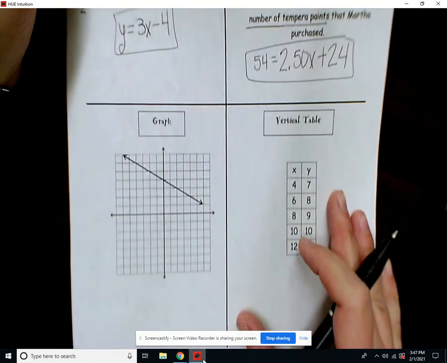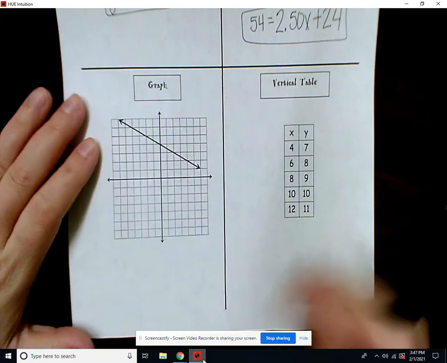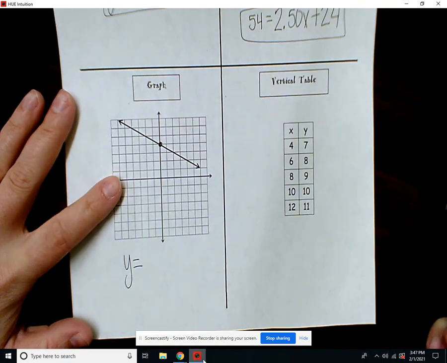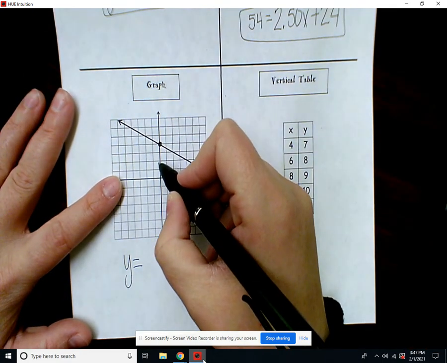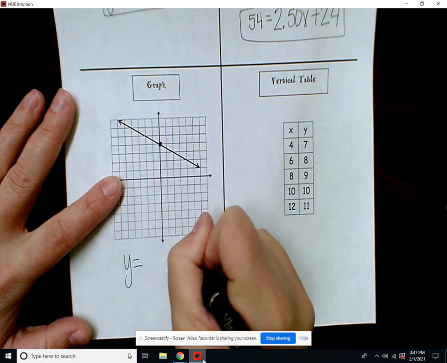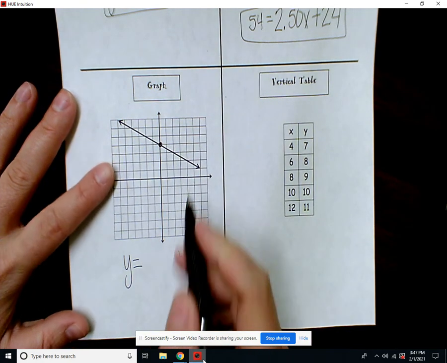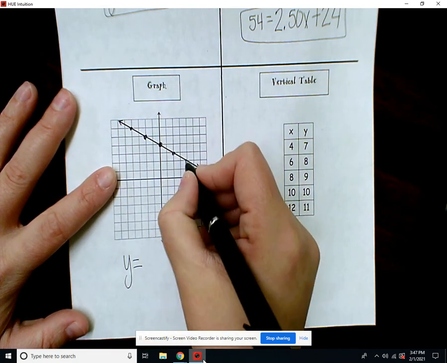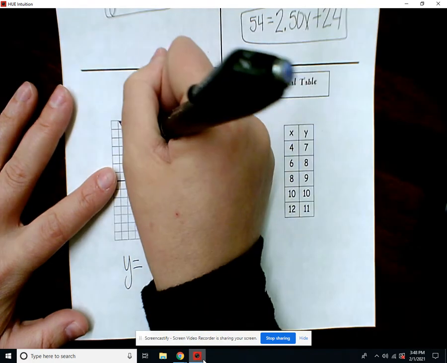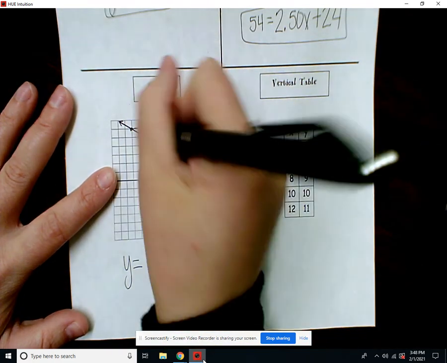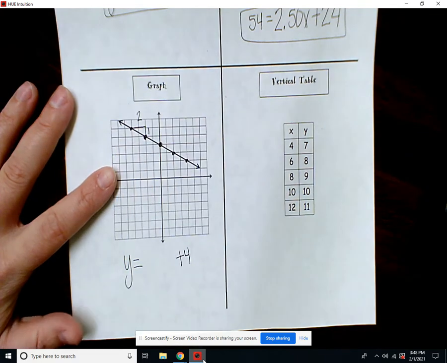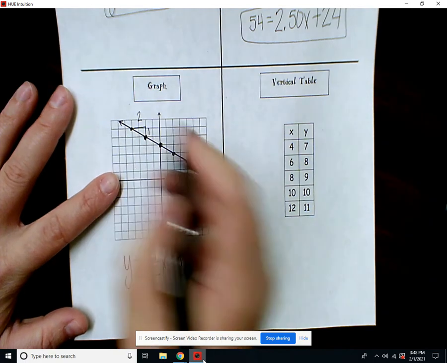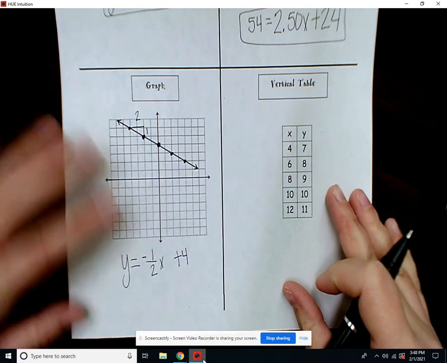Okay, so for our graph, we start off with y equals. So we find where it crosses at the y. So we're going to count up 1, 2, 3, 4. So that's going to be plus 4. Then we'll find where it crosses on our graph. Okay, then we find our rise and our run. So we go up 1 over 2. So we write that as 1 over 2x. We went to the left, so it's going to be negative.